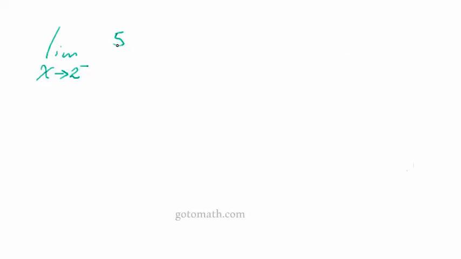Okay, so we have the limit as x approaches 2 from the left hand side of 5 over x minus 2. When we plug 2 in, we get 0 in the bottom, so this is a vertical asymptote. We don't want to forget what we learned earlier, and that is the vertical asymptote is occurring at x equals 2. So when we go to draw our graph out, that's what we need to know.